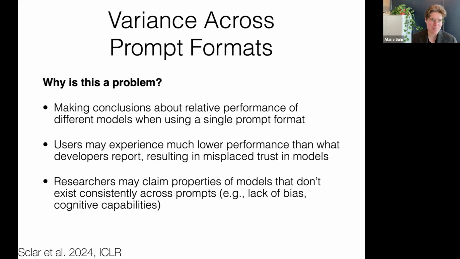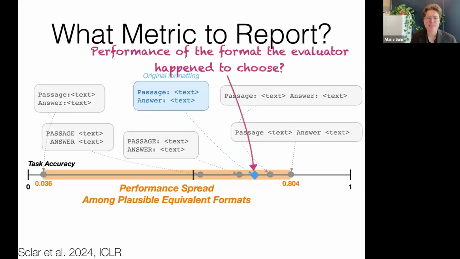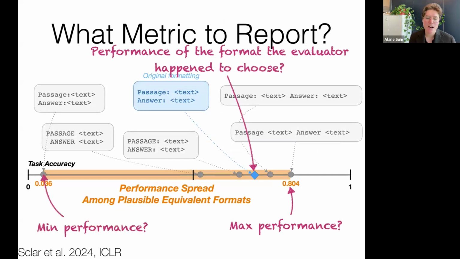A lot of the time when people report things, they'll report the prompt that they happen to choose. Maybe they will try to optimize the performance to find the best prompt that gives you the optimal behavior on your task. Or maybe we should be reporting the minimum performance, which is how bad does the model get with a reasonable prompt for a particular task?